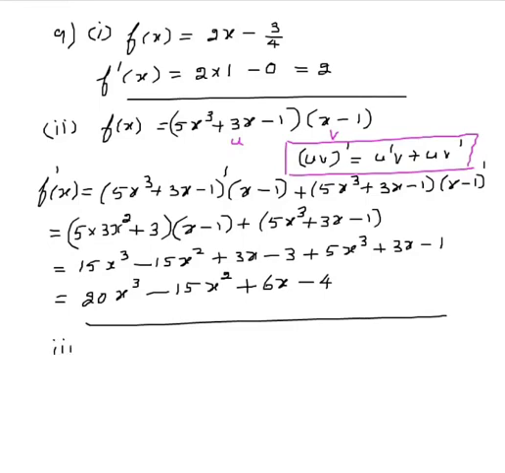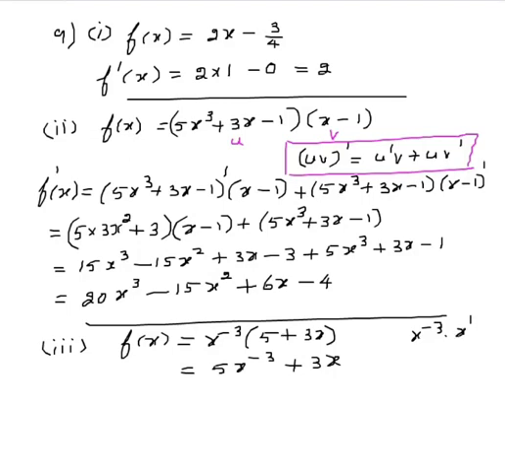Third subdivision, very simple function. f of x is x raised to minus 3 times (5 plus 3x). So here we can use the product rule, or we may multiply and differentiate each term. Here multiplying and then differentiating will be easier, because you have only one term outside, so multiplication is easier here. 5x raised to minus 3 plus 3 times x raised to minus 3 into x raised to 1. Add the exponents, so it becomes x raised to minus 2. Now we are going to differentiate.